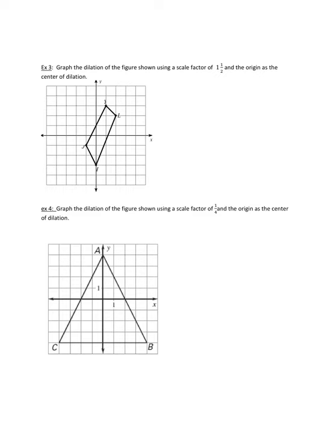All right, guys, so looking at example 3, graph the dilation using a scale factor of 1.5. So we're going to multiply all the coordinates by 1.5 this time. So you have to figure out what the coordinates are. J is at -1, -1.